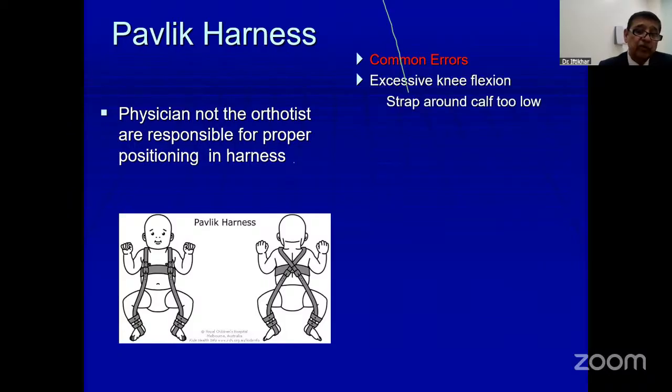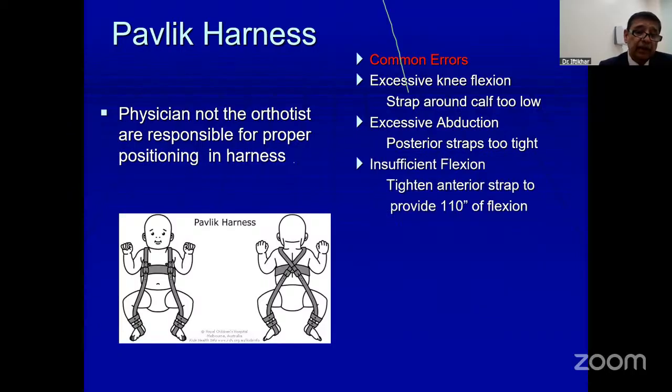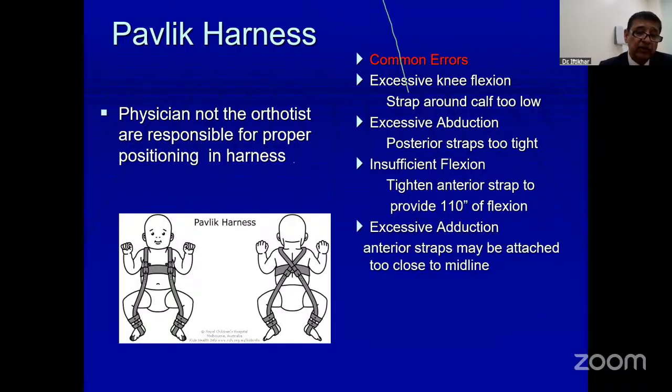If the straps around the cuff are too tight, that means there is excessive knee flexion. If the posterior straps are too tight, that means excessive abduction. If you tighten the anterior straps to provide 110 degrees of flexion, again there is insufficient flexion. So all those things matter, and errors occur so that the outcome is not exactly what you expected.